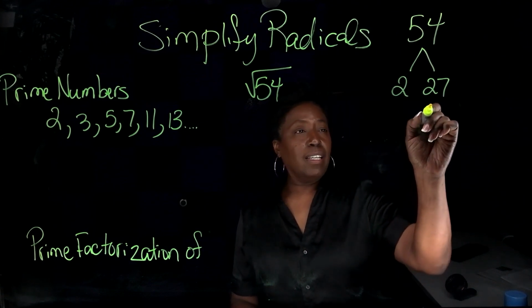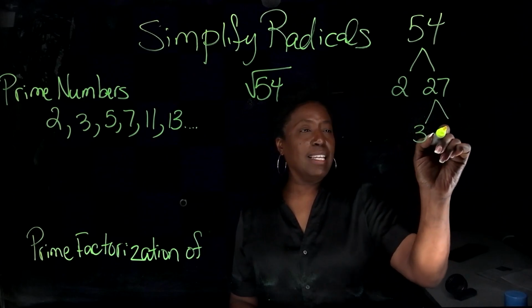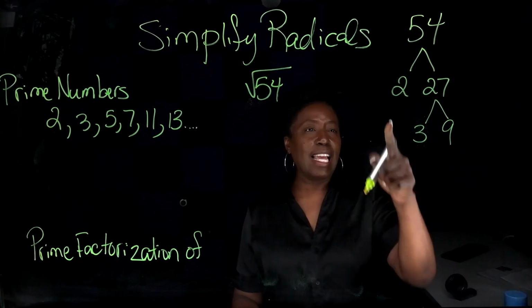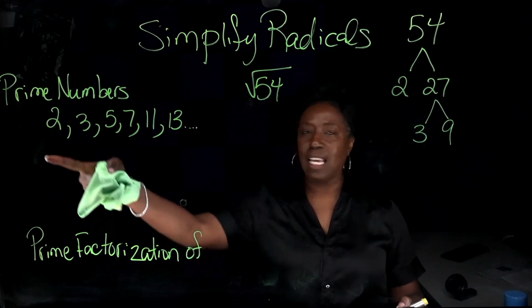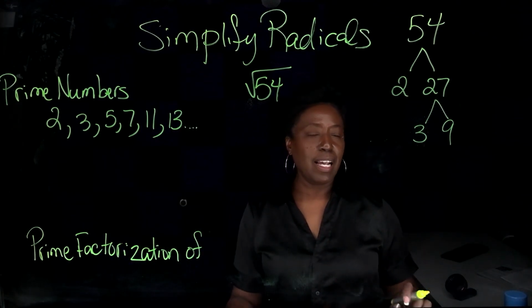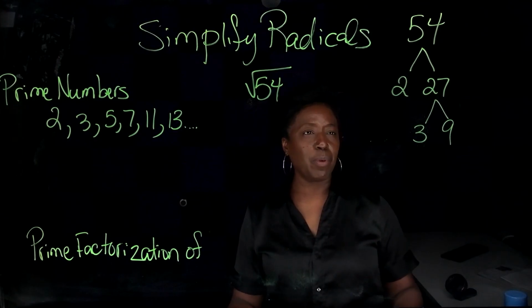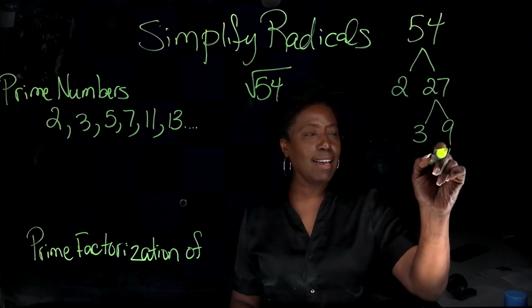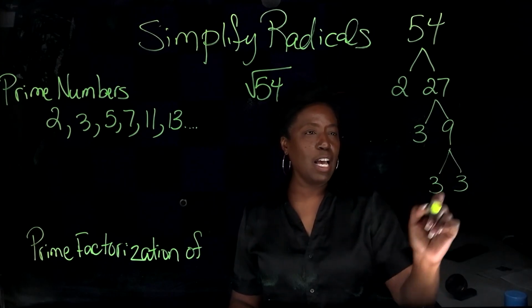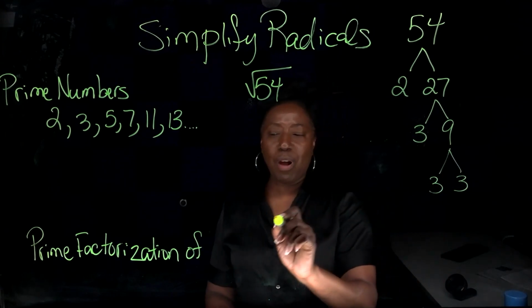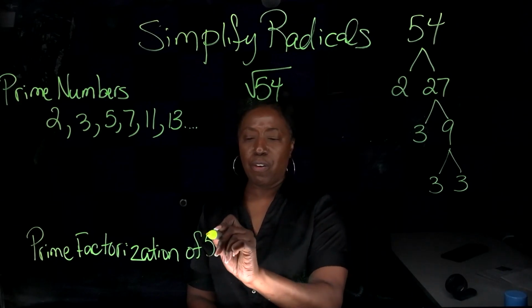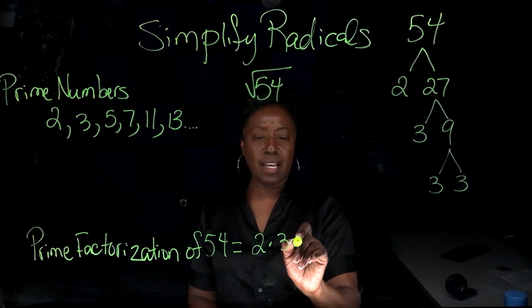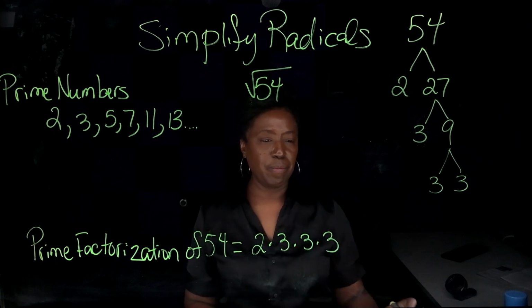27, well, that's 3 times what? 9. Here again, we want to continue until every number on the bottom is a prime number. So 2 is great. 3 is on our list. Let's rewrite 9 as 3 times 3. So now the prime factorization of 54 is equal to 2 times 3 times 3 times 3.